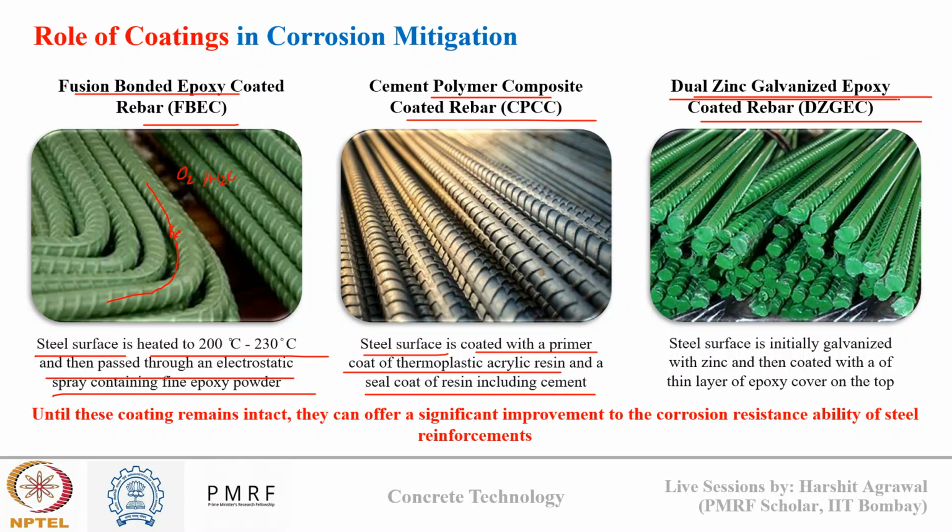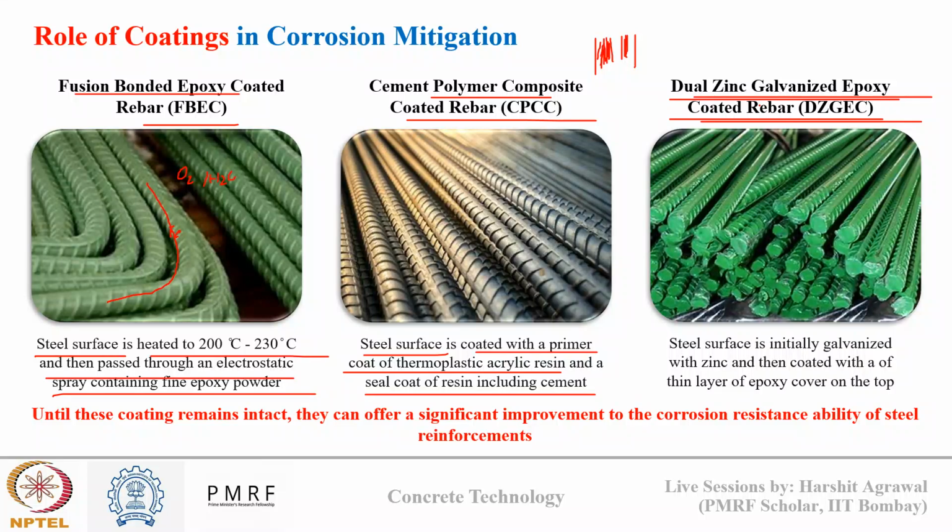Then one more type of coated rebar present in Indian markets is dual zinc galvanized coated rebar. First, the steel rebars are galvanized with zinc. On the steel surface, we do a thin coating of zinc. We have seen galvanization earlier also. In galvanization, zinc will corrode instead of iron, so zinc will act as a sacrificial metal. On the top of this galvanization, we cover a thin layer of epoxy. So we have a zinc layer, and then on the top of the zinc layer we have an epoxy coating.